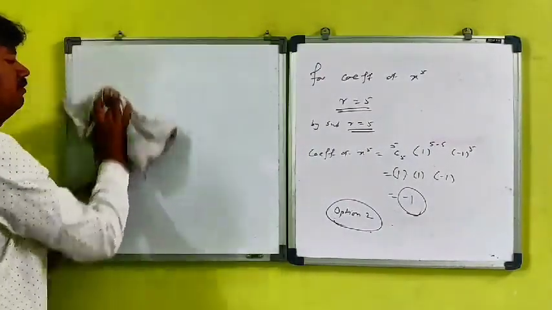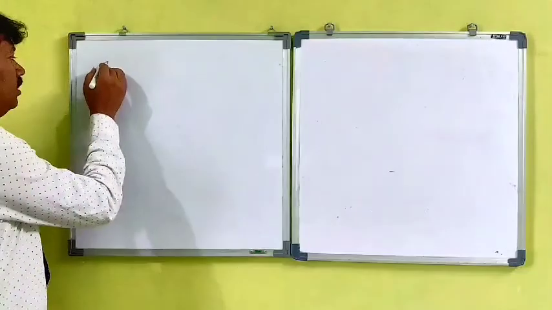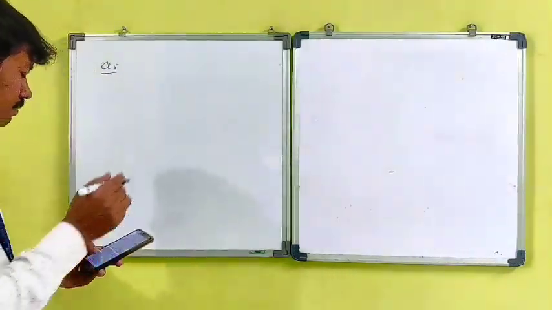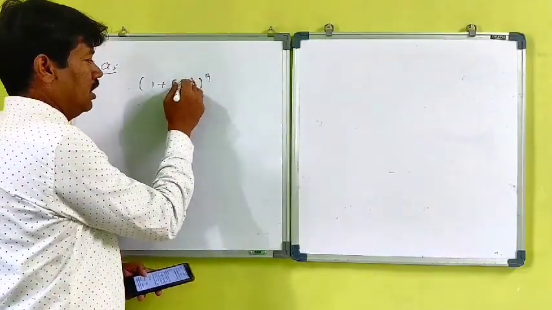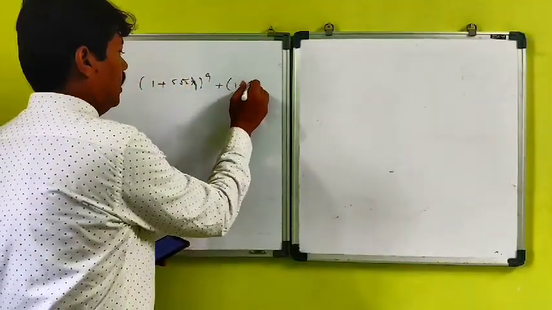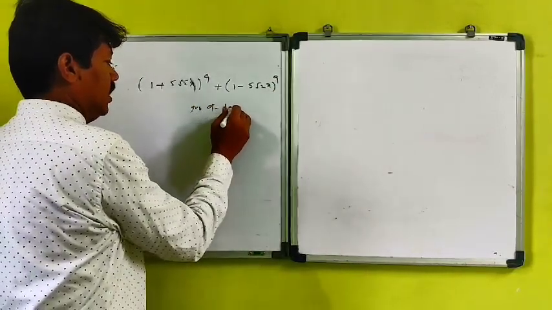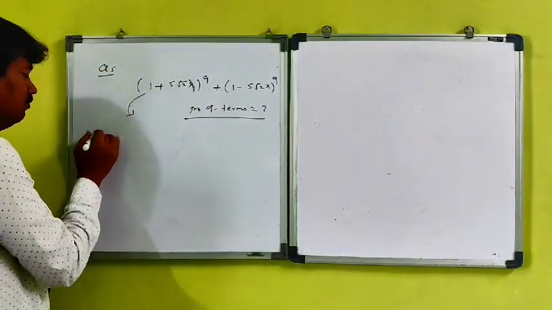Similarly, question number 5. Yes, so next, the question 5. What is the question number 5? Number of terms in the expansion of 1 plus 5 root 2 x raised to 9 plus 1 minus 5 root 2 x raised to 9. So what is the number of terms? That's the question. So clear cut, for this expansion, the number of terms will be what?